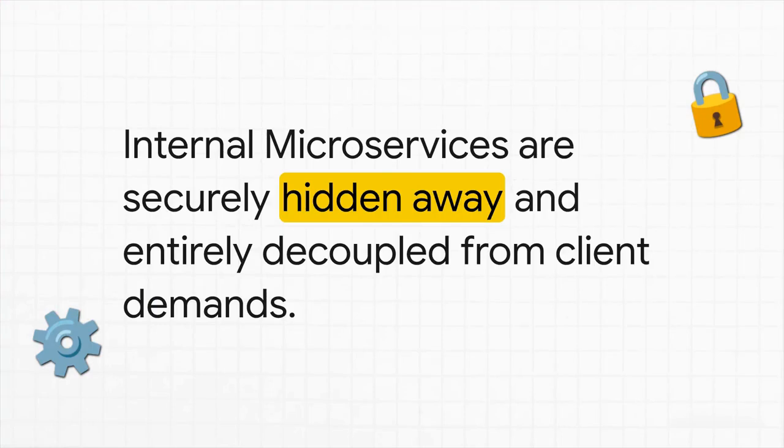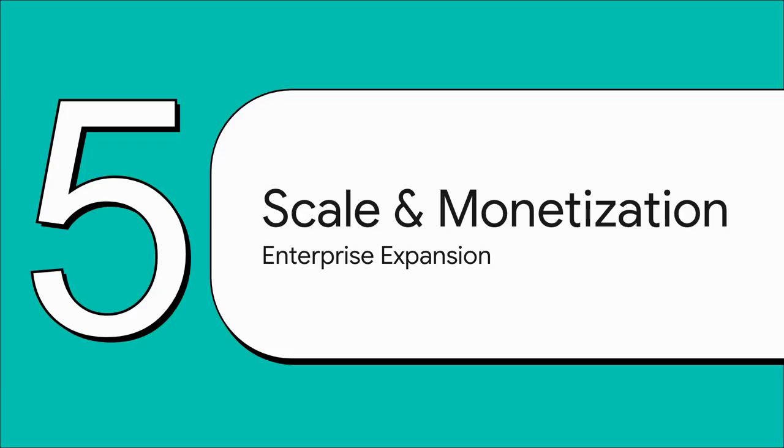Down here, your ultimate goal is absolute decoupling. These internal microservices handle pure business logic, stuff like processing transactions or calculating subscription tiers. They honestly don't know what a mobile screen looks like, and frankly, they don't care. Hidden securely behind the edge and BFF layers, you can update them or, hey, completely rewrite them with literally zero client-facing downtime. All right, part 5, global scale and monetization, enterprise-grade expansion.